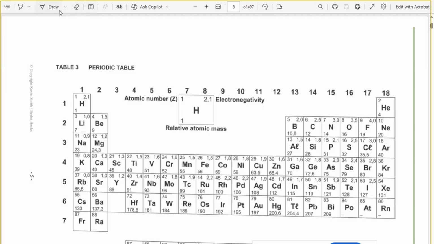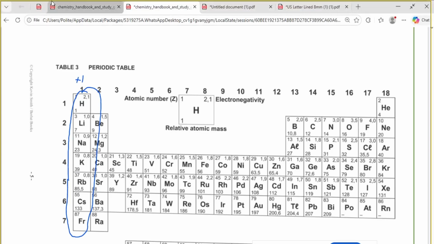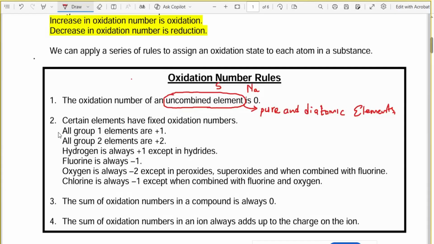Okay, so look at this now. This is group one. All elements in that group, according to the rules, will have an oxidation number of plus one. You understand? So what this rule is saying is that all group one elements will have the oxidation number plus one.